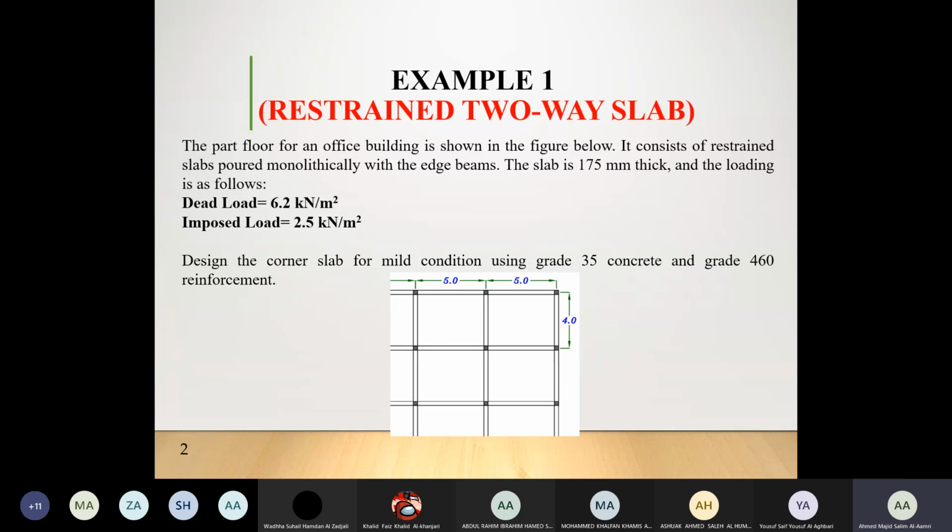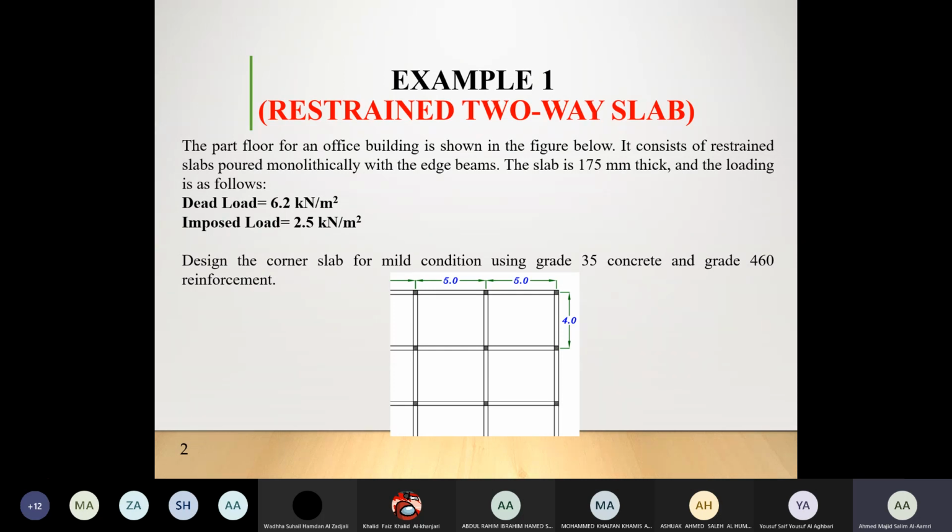It consists of restrained slabs poured monolithically. When I say monolithically, I am referring to the slabs and beams being poured together. The concrete is poured together for both slabs and beams, and this happens whenever we are talking about regular construction or cast in situ. When you go to the site, you will see that we don't pour the concrete for the beams and the slabs separately. Beams and slabs are poured together.